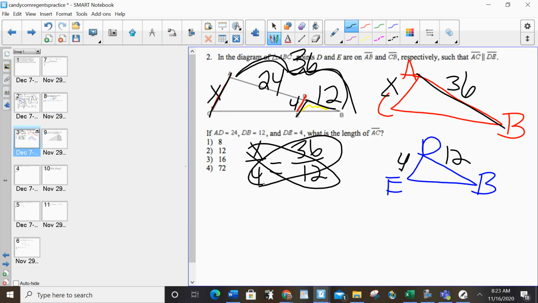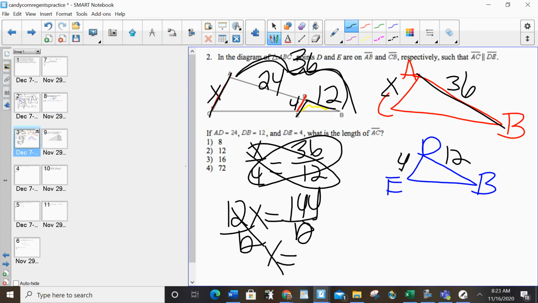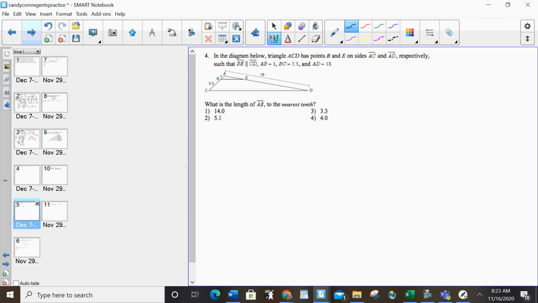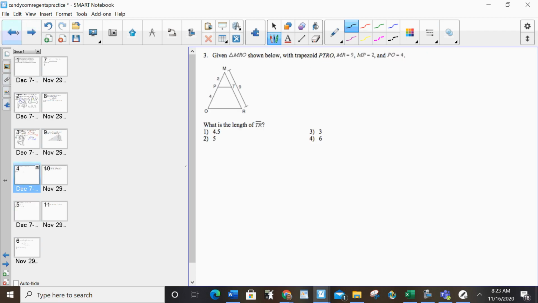Cross multiply and solve. X times 12 is 12x. 4 times 36 is 144. X is 12. That's it. I'm going to let you try 2 on your own, and then I'm going to go over them, and then I'm going to give you the rest of the time to practice on your own.